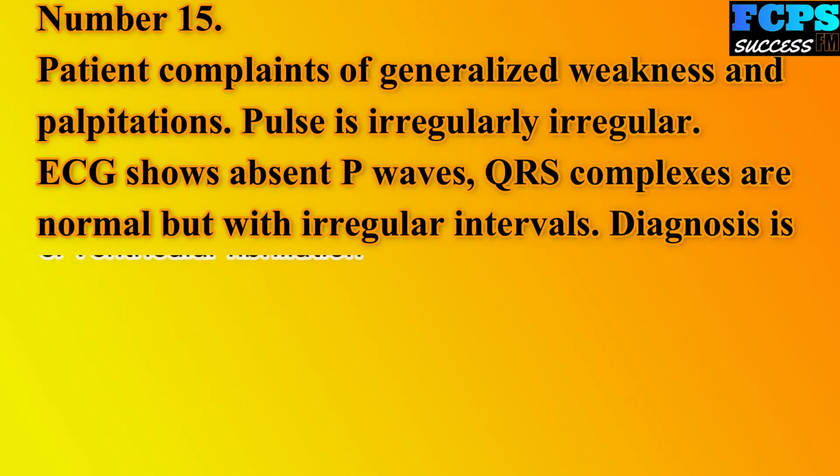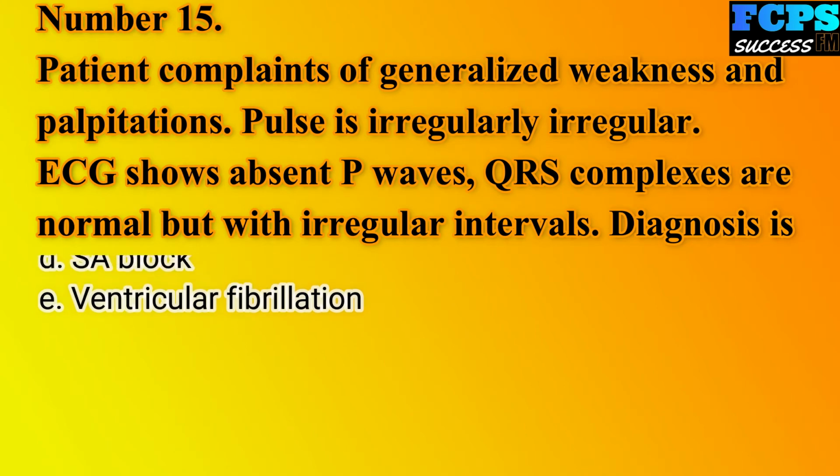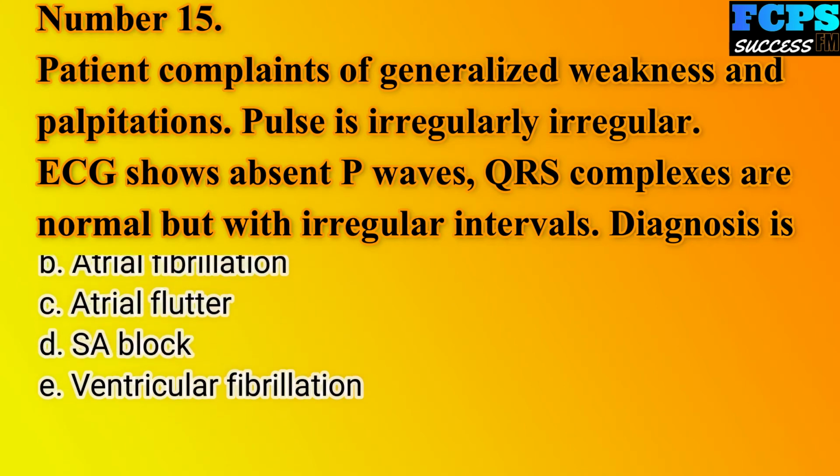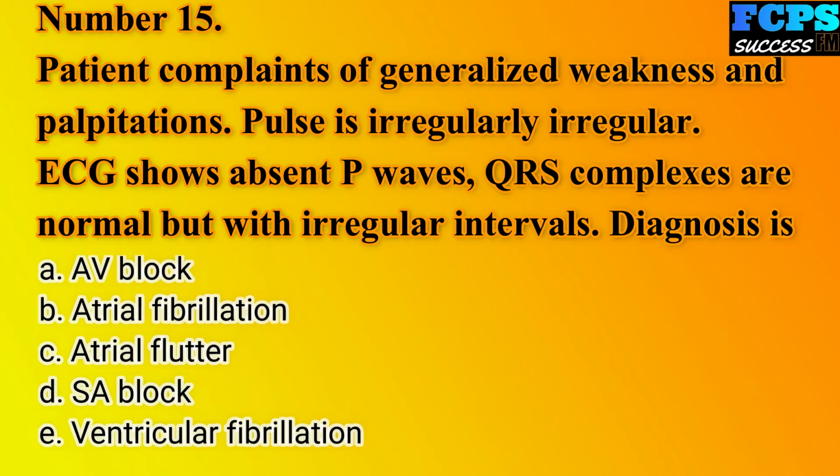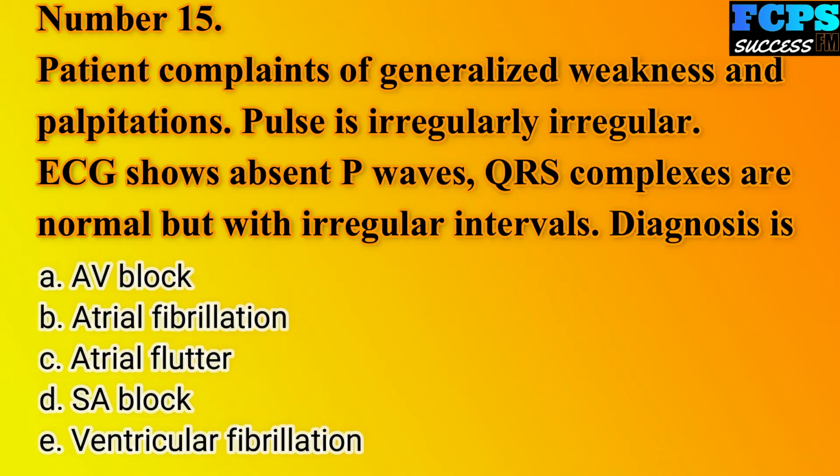Number 15. A patient complains of generalized weakness and palpitations. Pulse is irregular. ECG shows absent P waves. QRS complexes are normal but with irregular intervals. Diagnosis is A. AV block, B. atrial fibrillation, C. atrial flutter, D. SA block, E. ventricular fibrillation. Correct is atrial fibrillation.